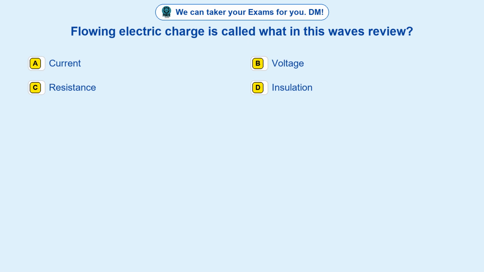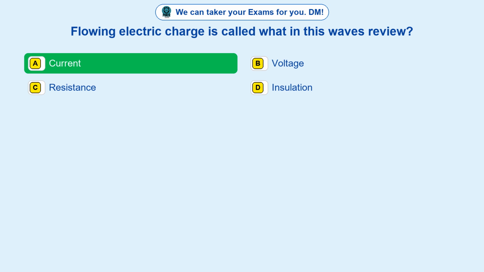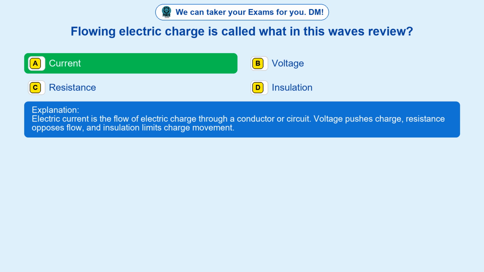Question 69. Flowing electric charge is called what in this waves review? Option A, current. Option B, voltage. Option C, resistance. Option D, insulation. The correct answer is option A. Current. Electric current is the flow of electric charge through a conductor or circuit. Voltage pushes charge, resistance opposes flow, and insulation limits charge movement.